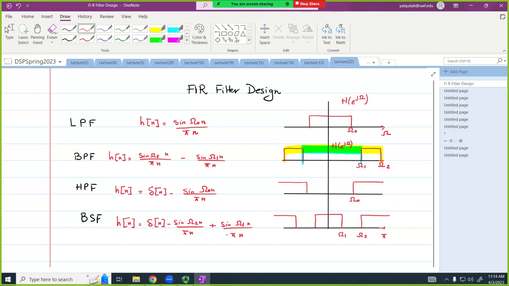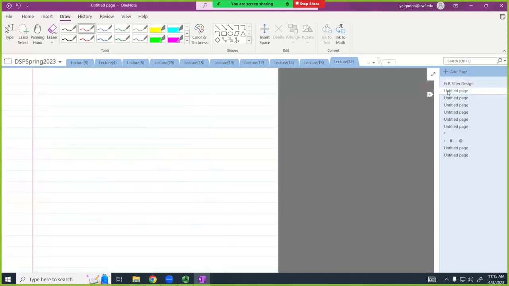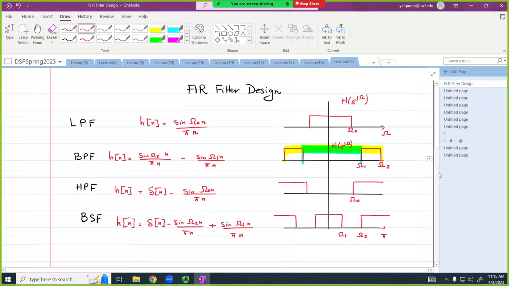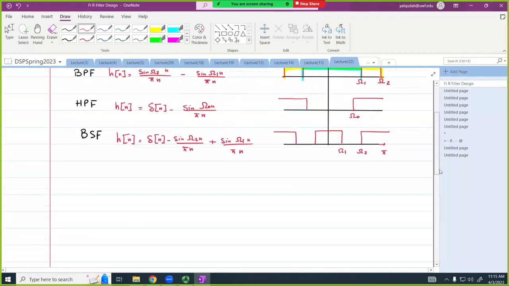Together? So this is great. So if I want to build any of these filters, this is the impulse response of any of these filters. What is the problem with this impulse response? It's infinite. Excellent. It is infinite. So ideally, we can have it. Practically, we have to have a finite impulse response.